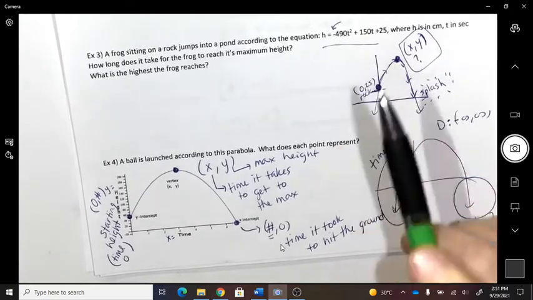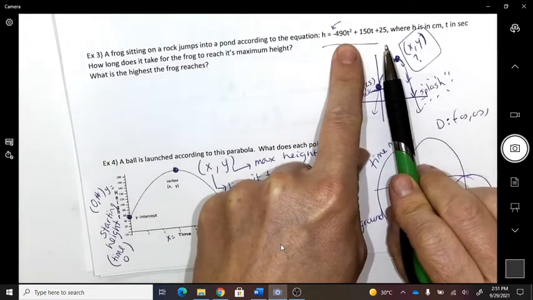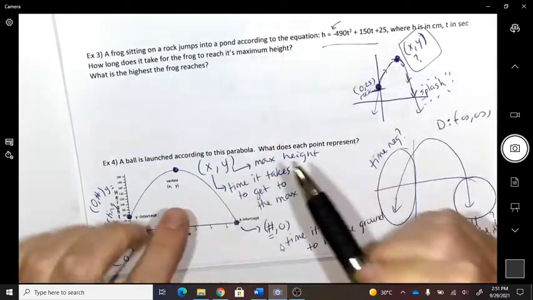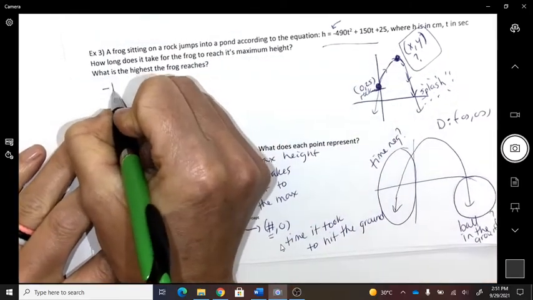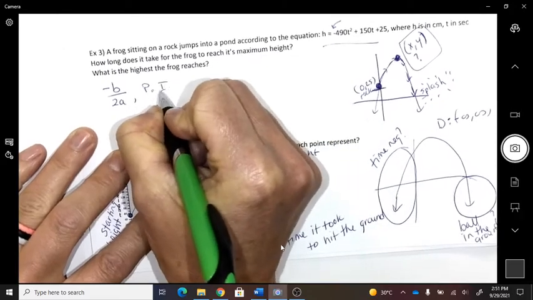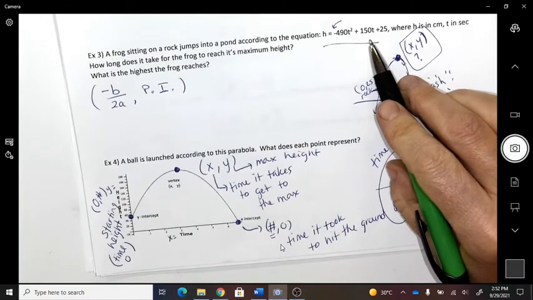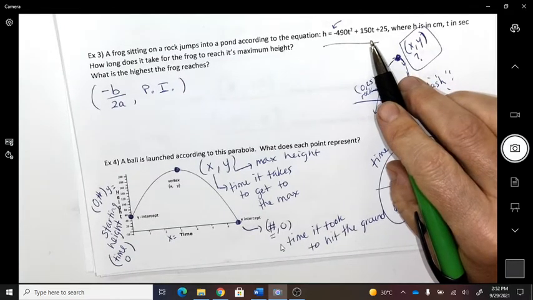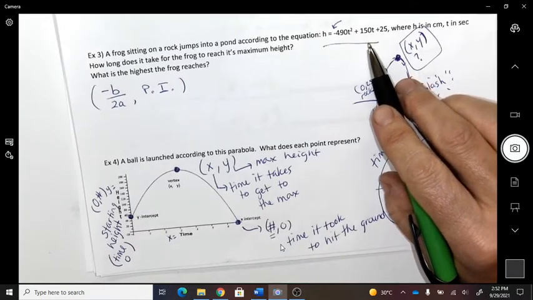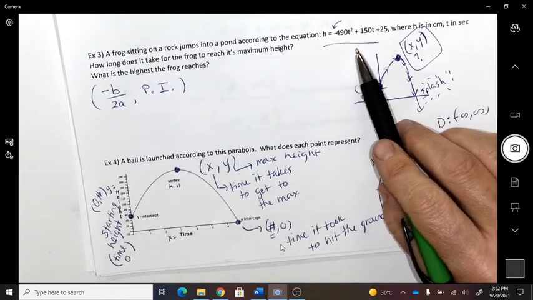So what's the technique to get a vertex in this general form? We can do the negative b over 2a, or the other one, comma, plug it in. The other one, you do not want to complete the square in this. The numbers are just not fun. Definitely.